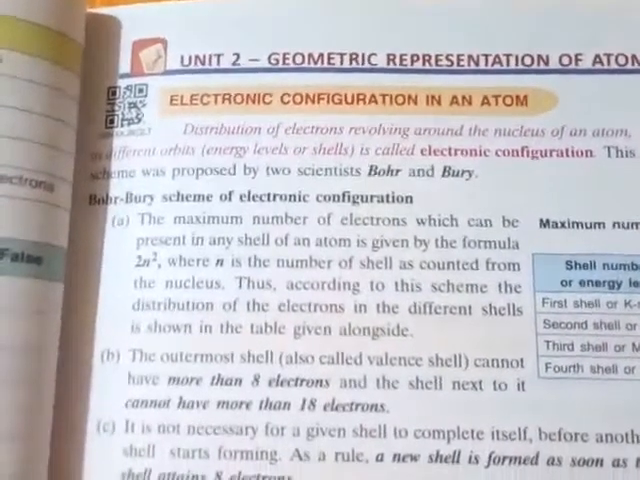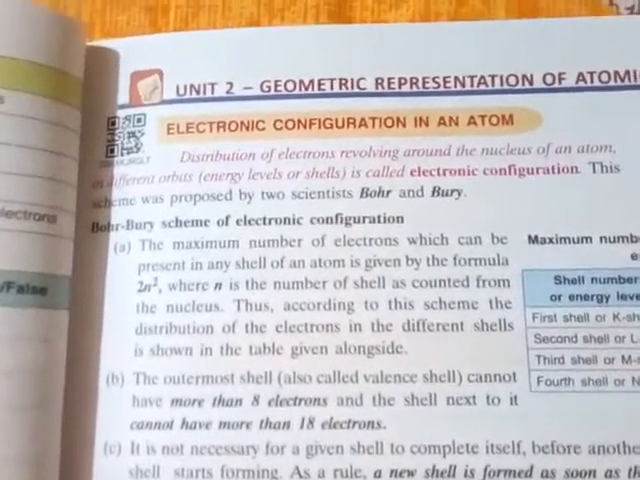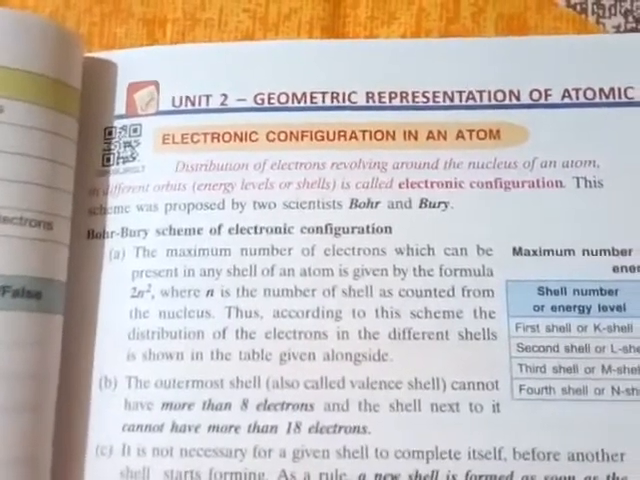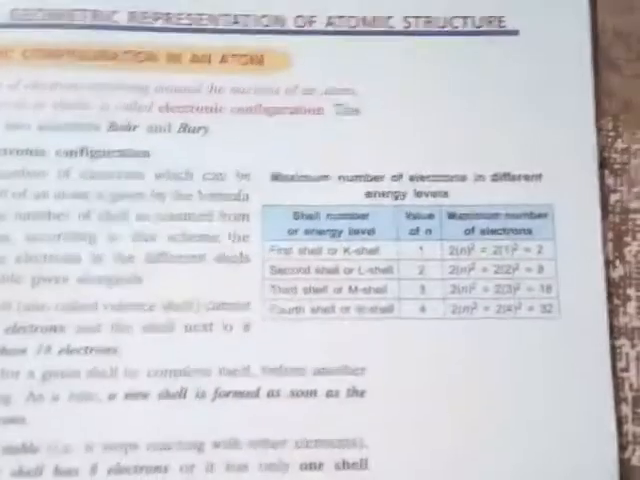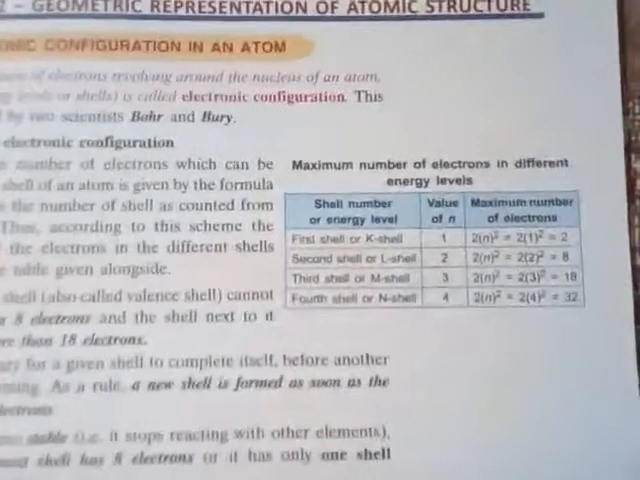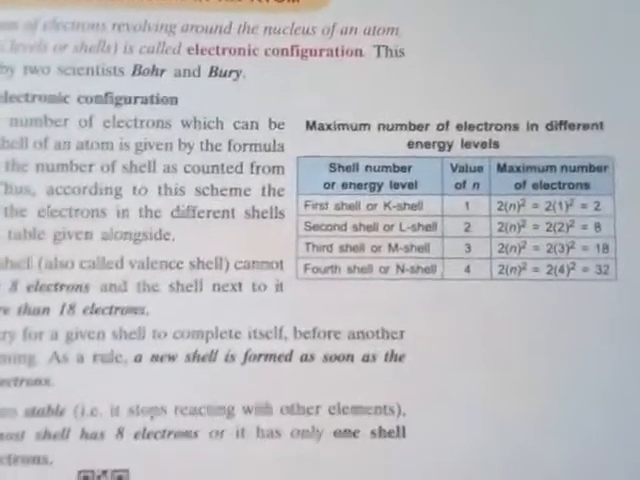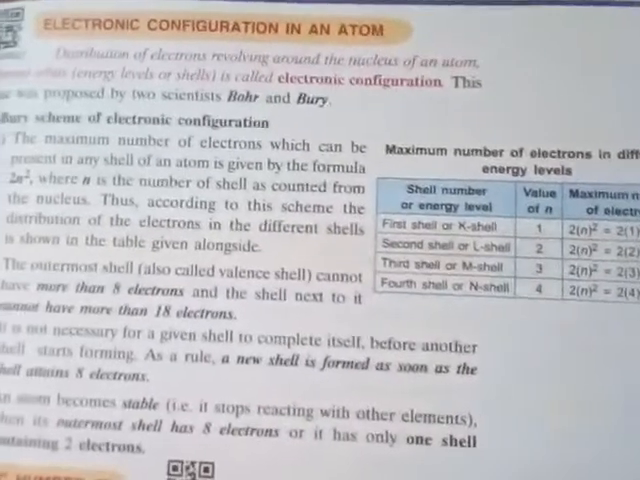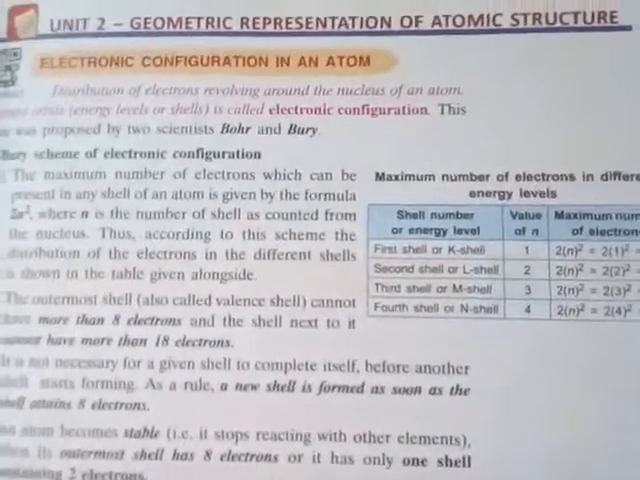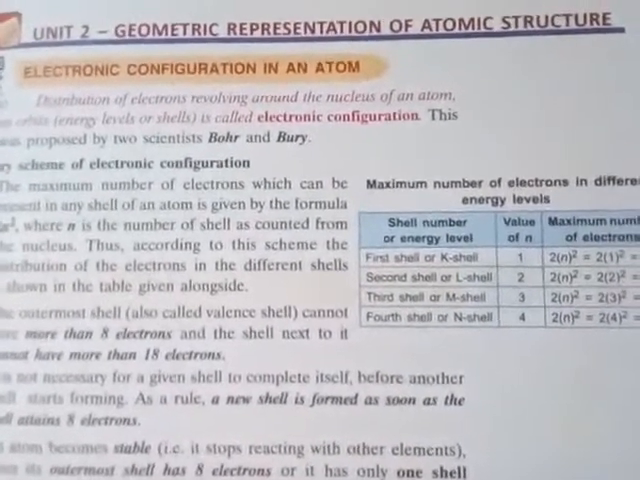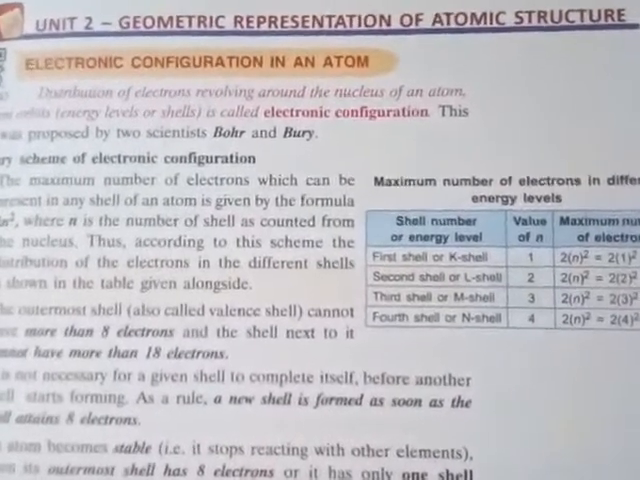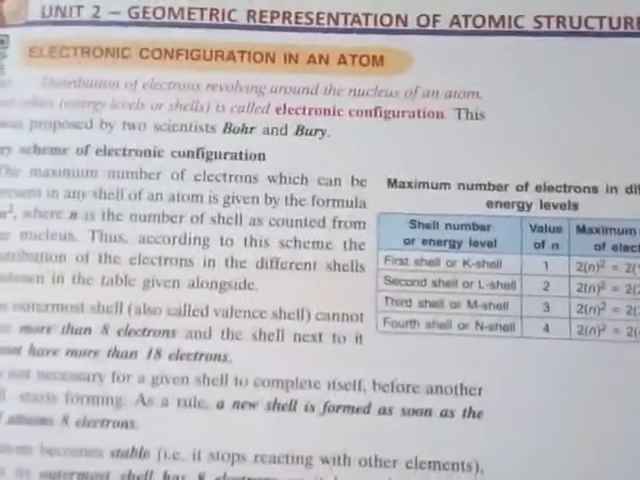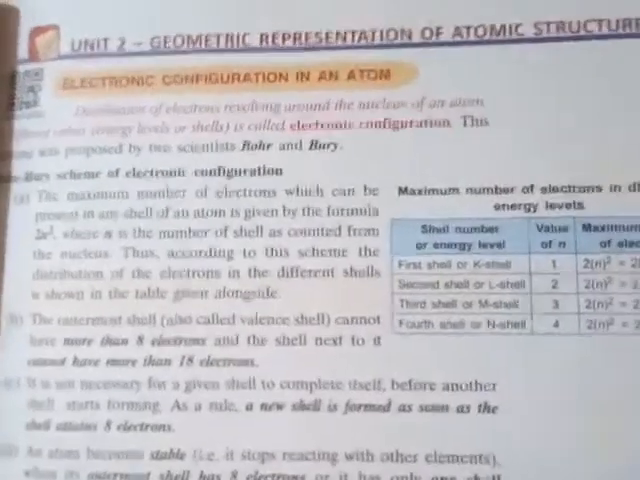So what are the basic rules of this electronic configuration? Students, we have discussed these things in class 7 also. At that time the electronic configuration was not in detail, but in this class you will deal with the full concept of how to write the electronic configurations. So see students, suppose that one atom is there.